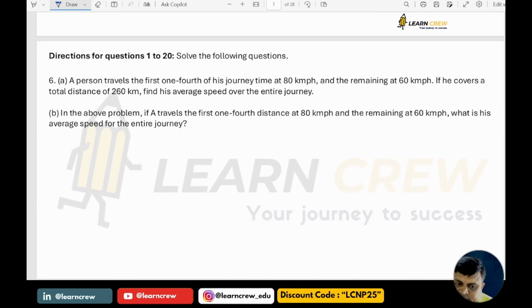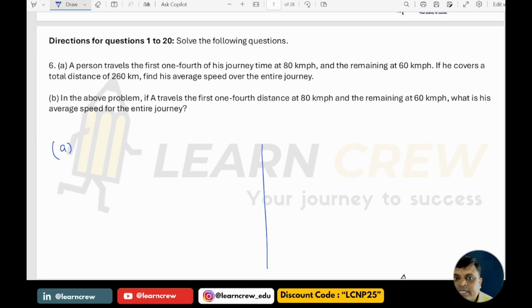Next, question number 6. In question number 6, you have two questions. The first one, let me answer. A person travels the first 1/4 of his journey at 80 km per hour and the remaining at 60 km per hour. If he covers a total distance of 260 km, then find his average speed over the journey. I already gave you a formula.